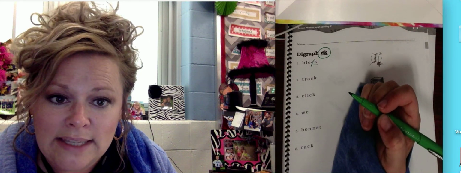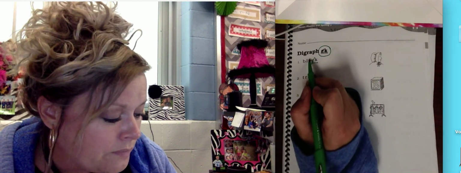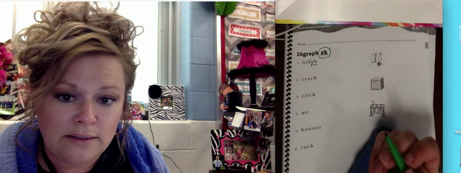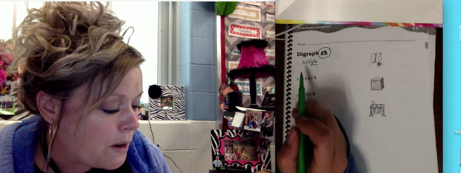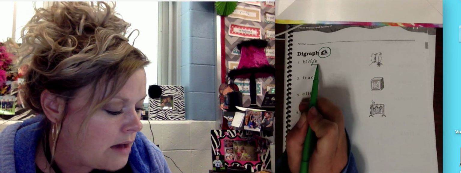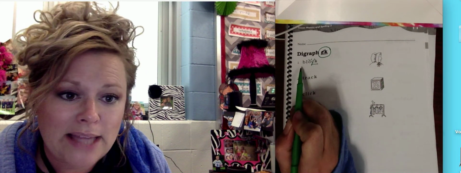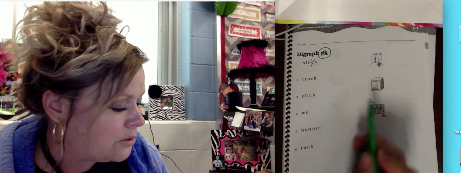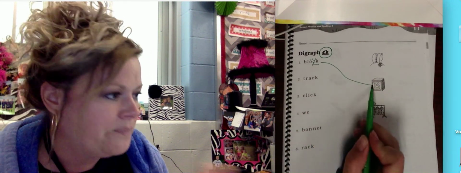And because it's CK at the end, I know this O should be breathed. I also know because there's a consonant after it. And blend this sound together. Block. A block is like a toy, a kid's block. So you'll see it's right there. Draw your line.